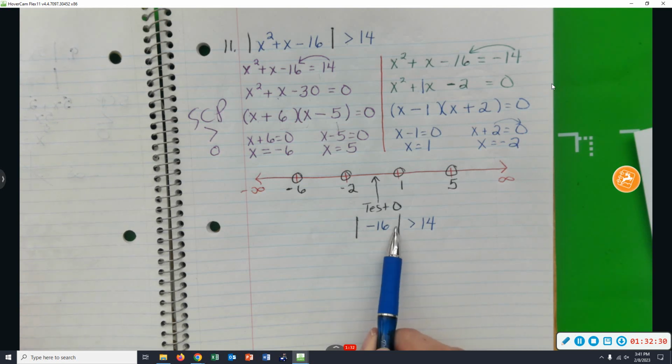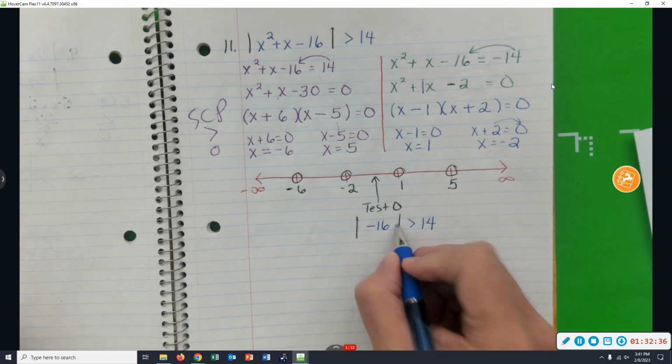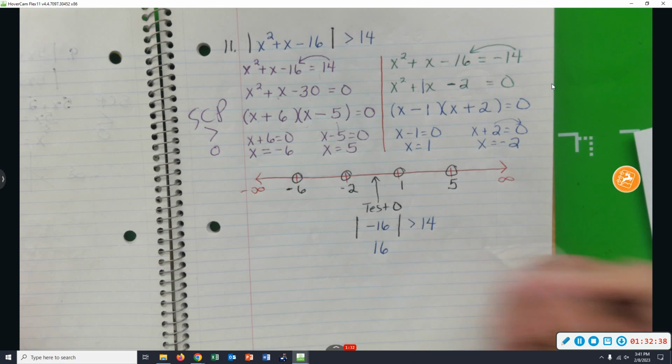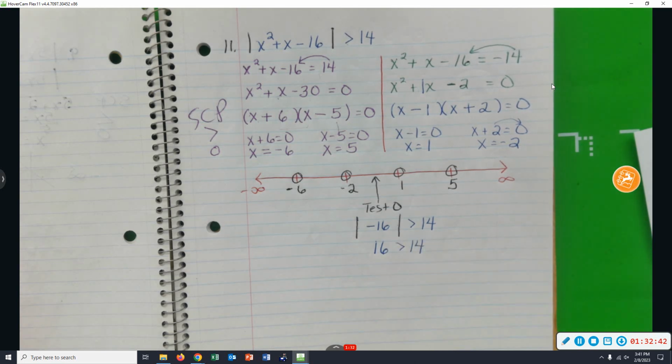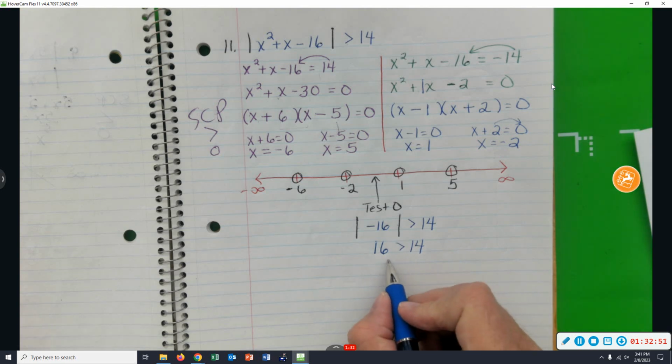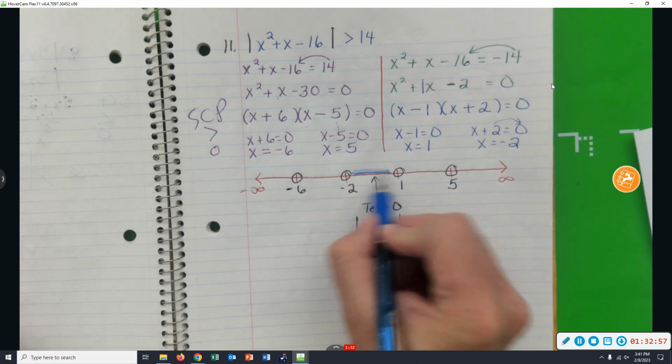Okay, good. You've got to take the square root. No, not the square root. The absolute value. You've got to change this absolute value of negative 16 just to a 16. You'd be surprised how many people would say false. They don't take the absolute value of negative 16. The absolute value of negative 16 is a positive 16, and yes, that's bigger than 14. So true.